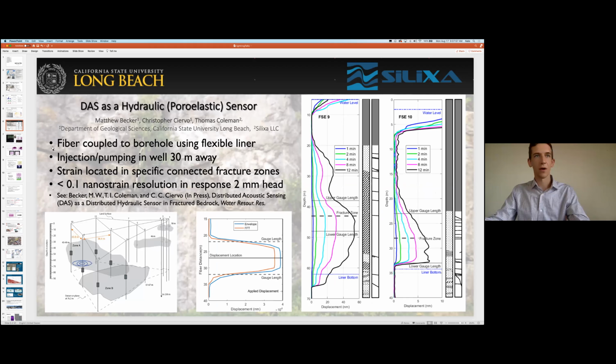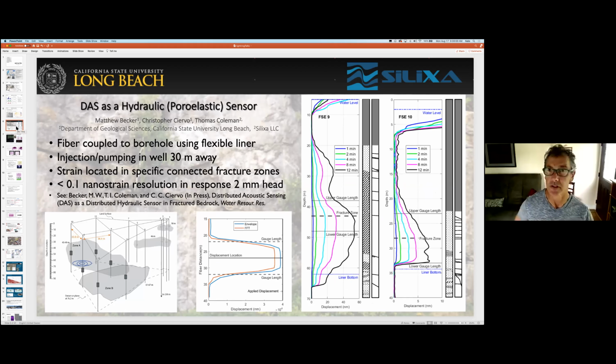Thanks, Sarah. So Matt. Hi, I'm Matt Becker. I'm a hydrologist. So this is a hydrology poroelastic example. The motivation for this is I work in fractured rock, and when water flows through fractured rock, it goes through plumbing rather than opening up like it would in an alluvium. So we always have to find out exactly where the water is going, and it's very hard to measure distributed pressure. So we are instead measuring the strain resulting from the water pressure opening and closing fractures.